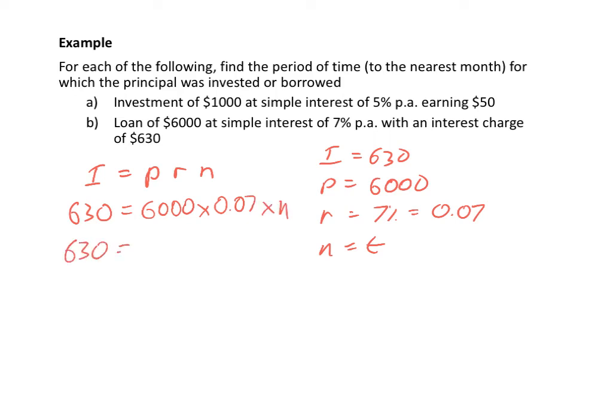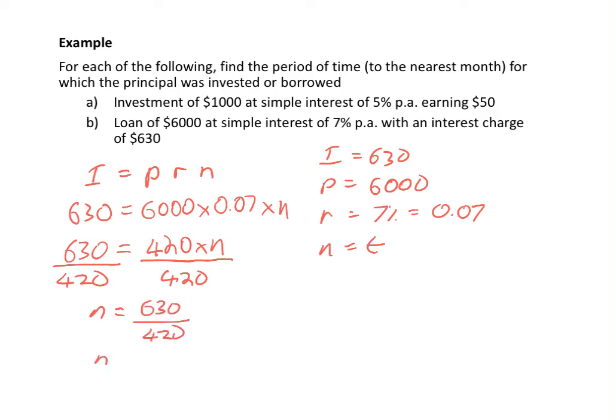So 630 is going to equal 420 times the term. To get the term by itself, I want to divide both sides by 420. So my term is going to equal 630 divided by 420. So my term is going to equal 1.5 years or 18 months. So when I borrow $6,000 at a rate of 7% and my interest is $630, then the term of my loan is 18 months.